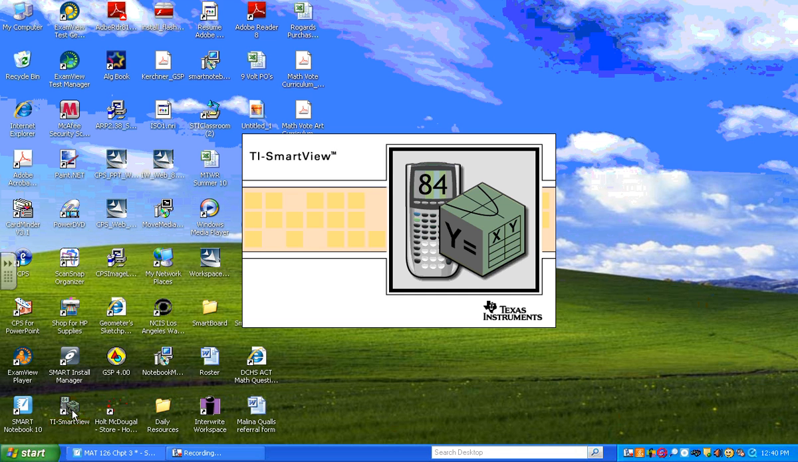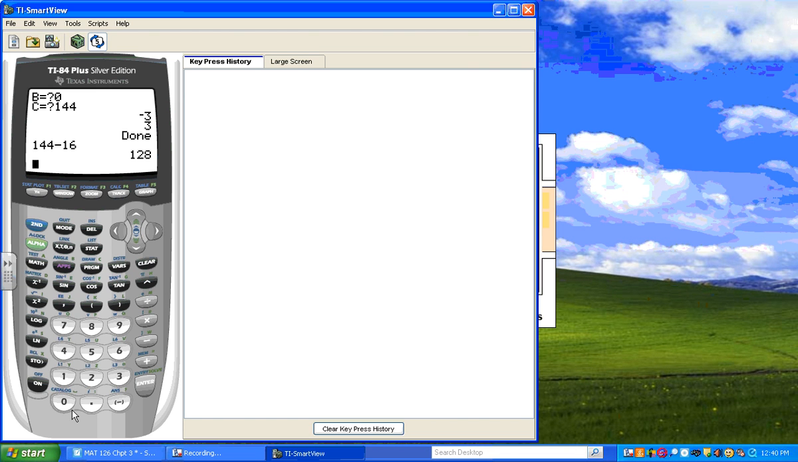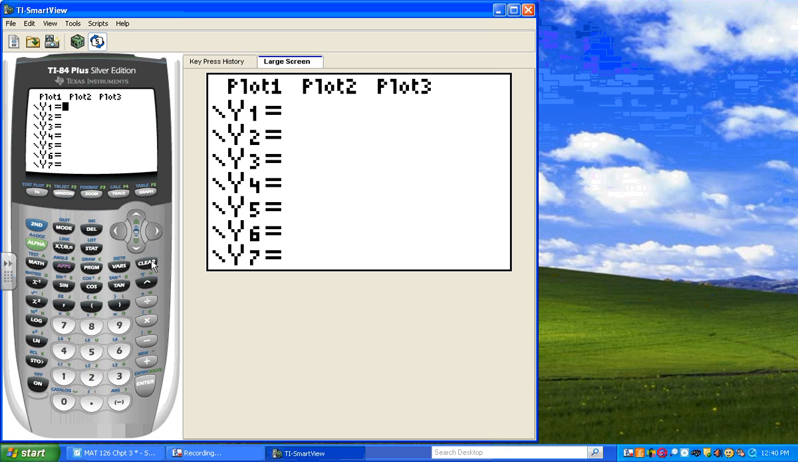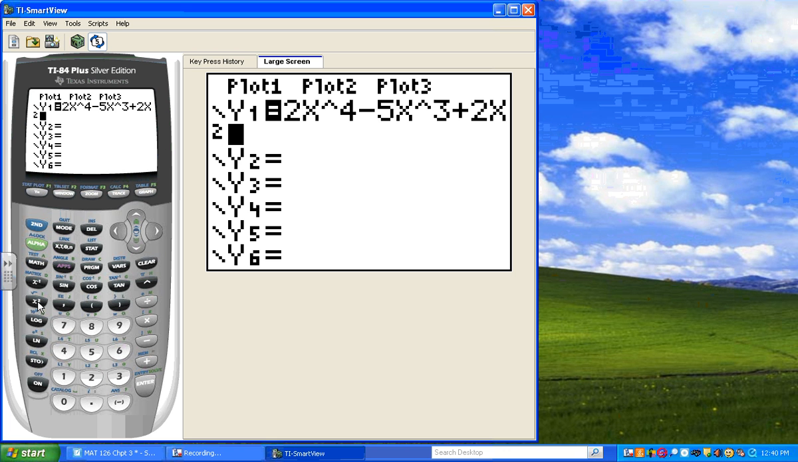I choose the following function. I choose y equals, has to be a polynomial, right? Let's do something really fun. I don't know. 2x caret 4 minus 5x caret 3 plus 2x squared minus 8. Okay? So far, so good? All right. Graph.